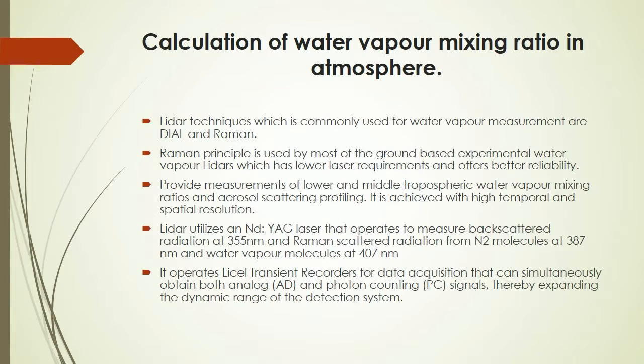The LIDAR utilizes an Nd:YAG laser that operates to measure backscattered radiation at 355 nm and Raman scattered radiation from N2 molecules at 387 nm and water vapor molecules at 407 nm. It operates Licel transient recorders for data acquisition that can simultaneously obtain both analog (AD) and photon counting (PC) signals, thereby expanding the dynamic range of the detection system.